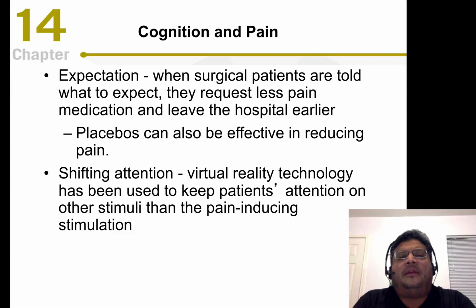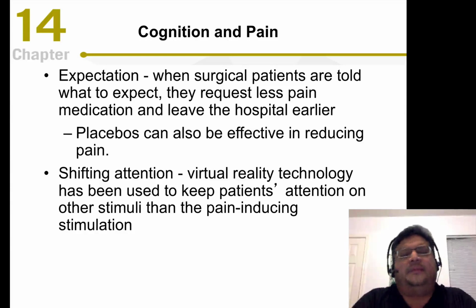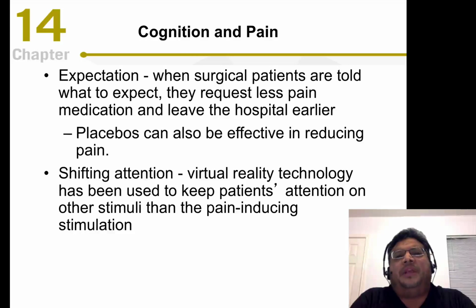One of the things you need to understand about pain is that it's a very complex phenomenon. There's a very big cognitive component to pain perception. One of the big cognitive components of pain perception is expectation. The big example of expectation is placebos.